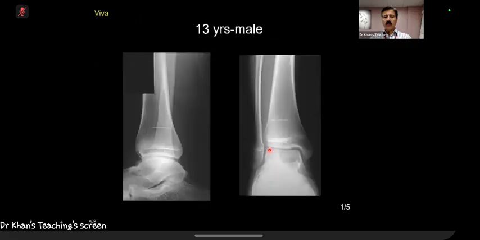Okay, candidate 5. Can you raise your hand, please? Over to you. This film is poor quality. I will show you a bigger version. Just concentrate on this one, and then I'll show you a lateral, which will be better.